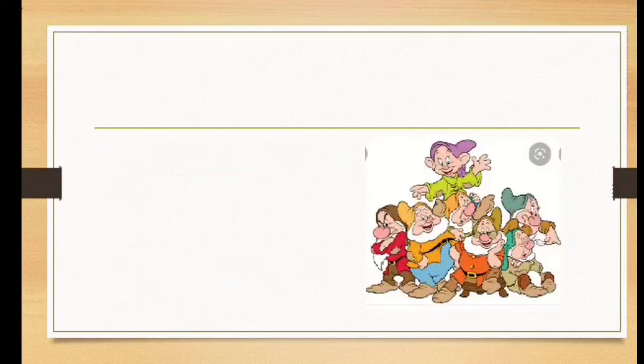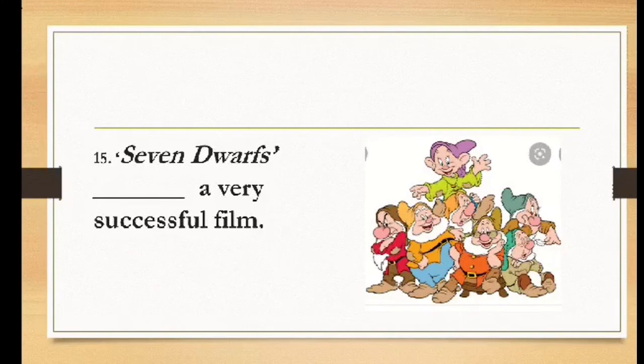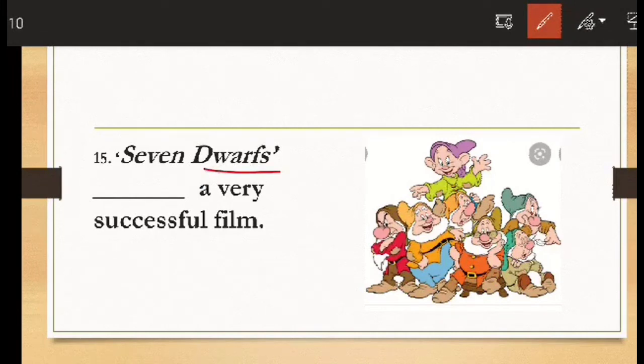Let's see the next one. Wow, can you guess the picture? Yes, the seven dwarfs, right? Seven dwarfs is a book name, and some books have a film. Though it is written dwarfs, it is the title of the book or film. Titles and names of plural form also take a singular verb when they refer to one thing. So it will be is a very successful film or was a very successful film.